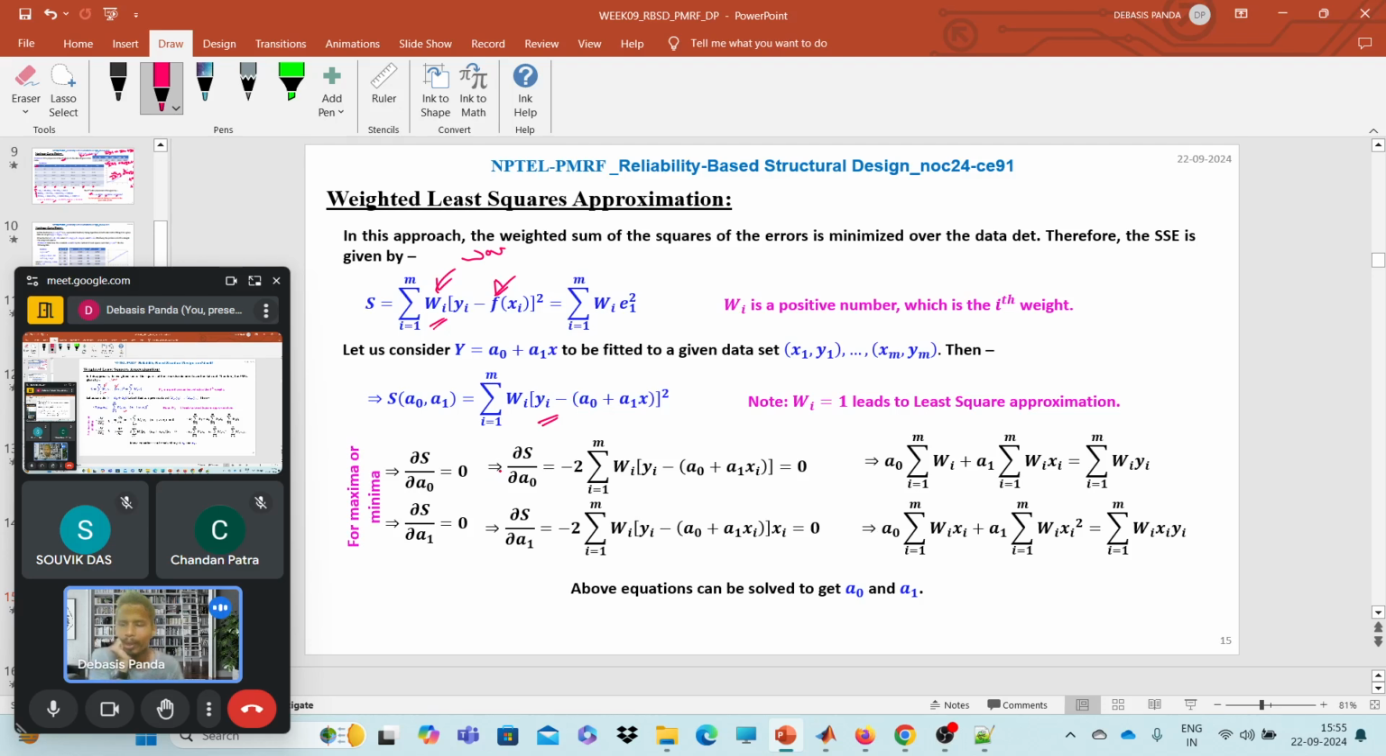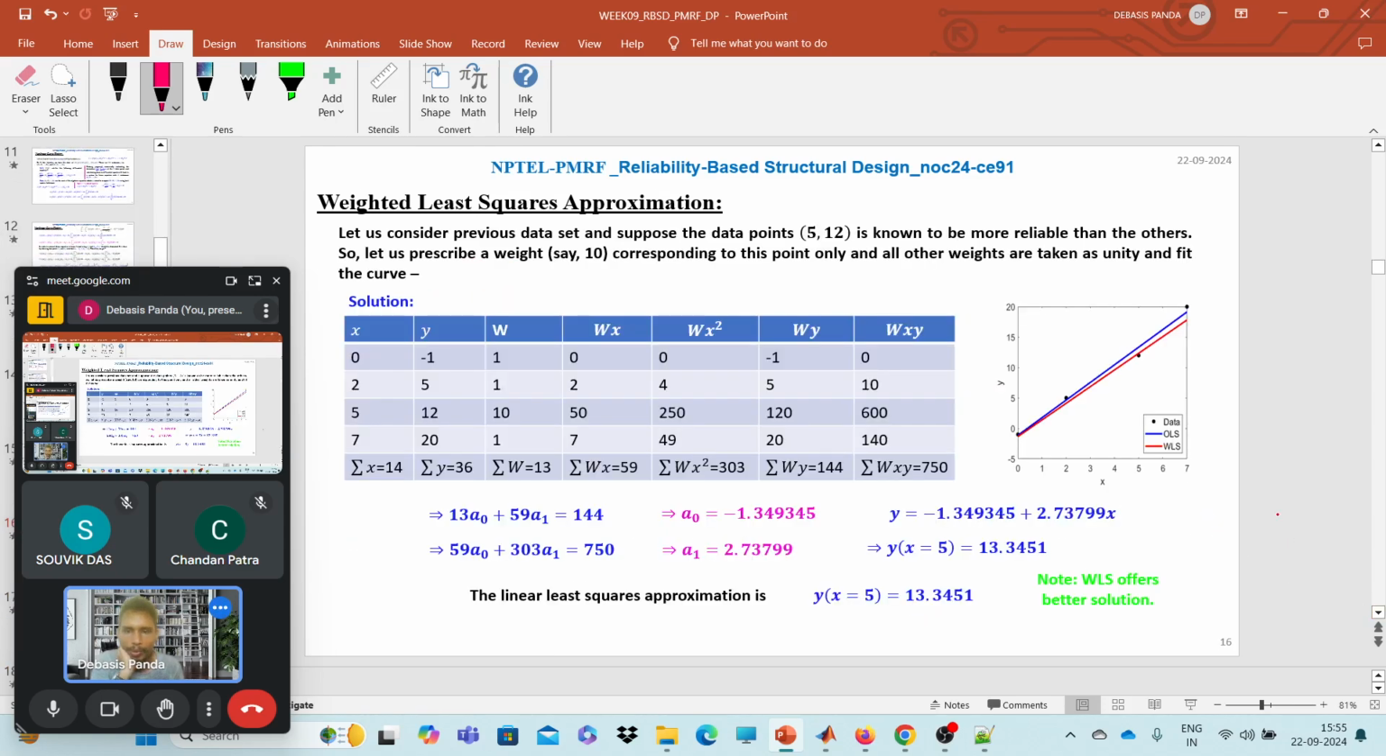To get the minima, we need to differentiate with respect to a0, and also with respect to a1, because we have two unknowns. Once we have done the differentiation, we will have these two normal equations, same as what we have seen previously. If we solve these two equations, we will get a0 and a1. Once we have a0 and a1, we can have our actual polynomial.